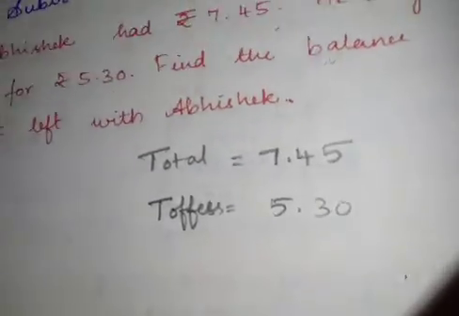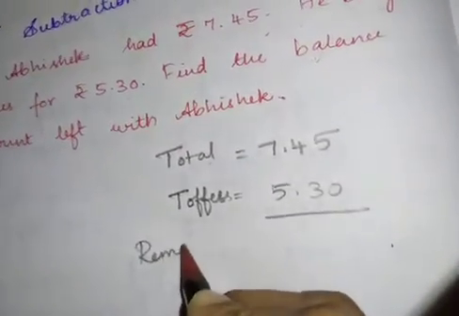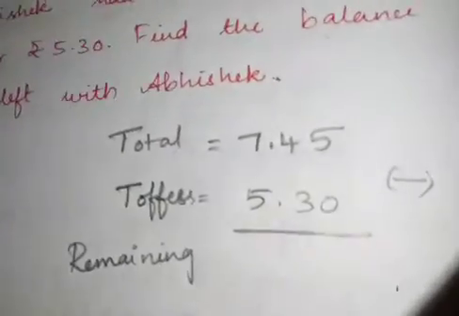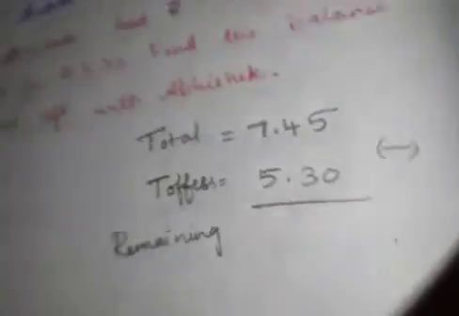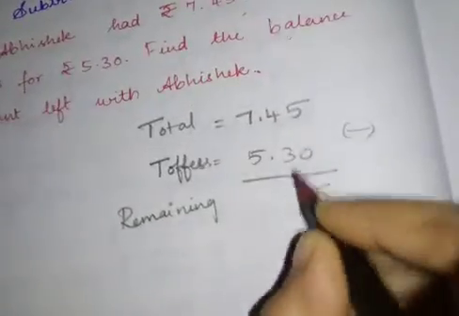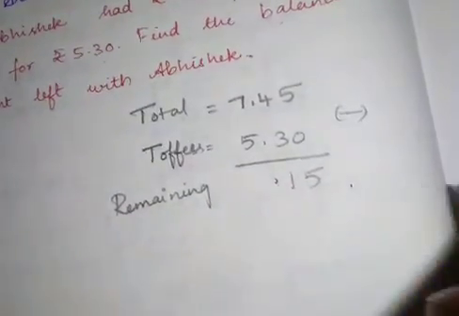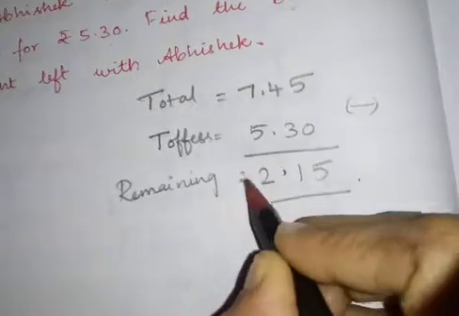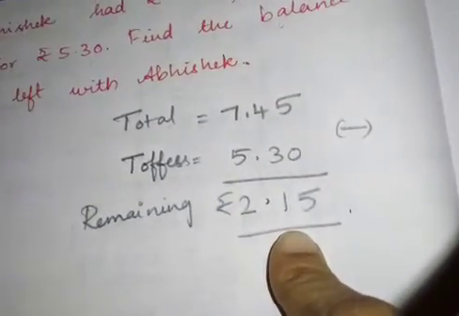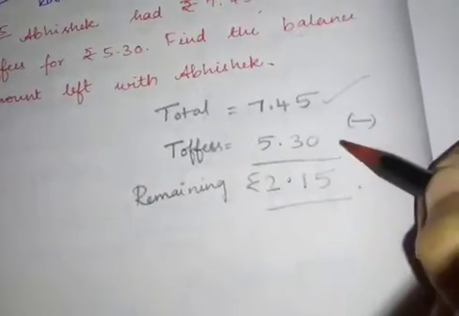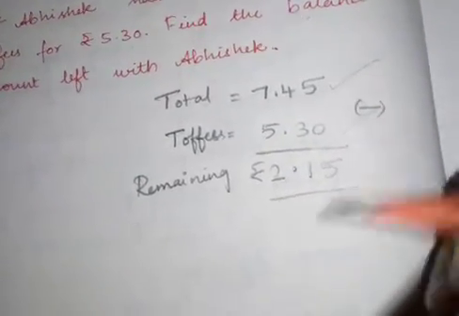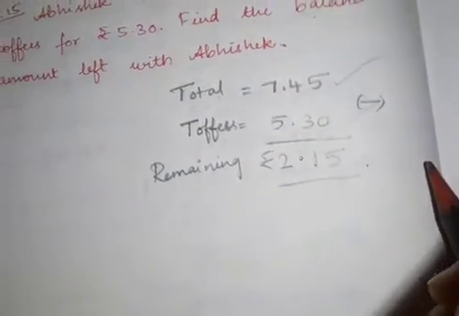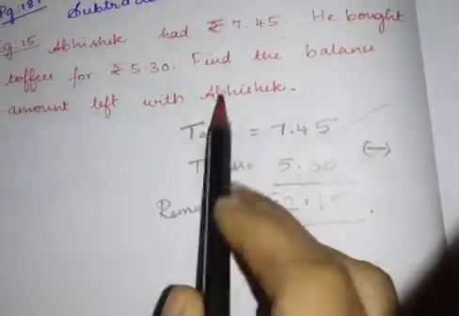Now what is the leftover amount, which means the remaining amount? To find the remaining amount, you should do the subtraction, right? So as usual, subtraction. 5 minus 0, 5. Then 4 minus 3, 1. Then keep the decimal point. 7 minus 5, 2. So 2.15 is the remaining rupees that Abhishek has in his hand. So he had this much rupees in total, and for 5 rupees 30 paise he bought the toffees. So 2 rupees 15 paise is the remaining amount, which means the balance amount that Abhishek has.